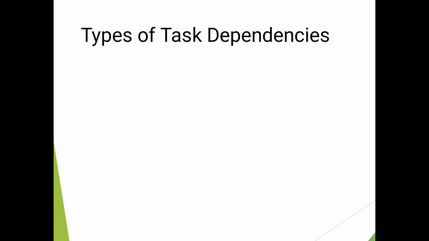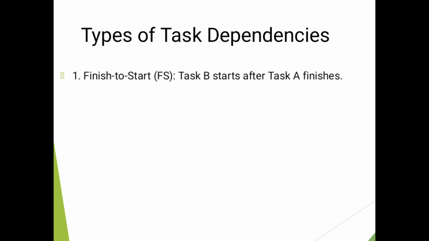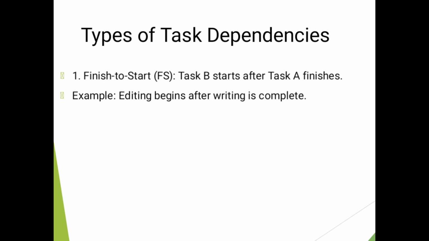Let's look at the types of task dependencies. The first one is finish to start, also known as FS. On that one, task B starts after task A finishes. An example is where you are trying to edit something. For you to start editing, you first need to complete writing. So for task B to begin, which is editing, you need to first complete task A, which is writing.